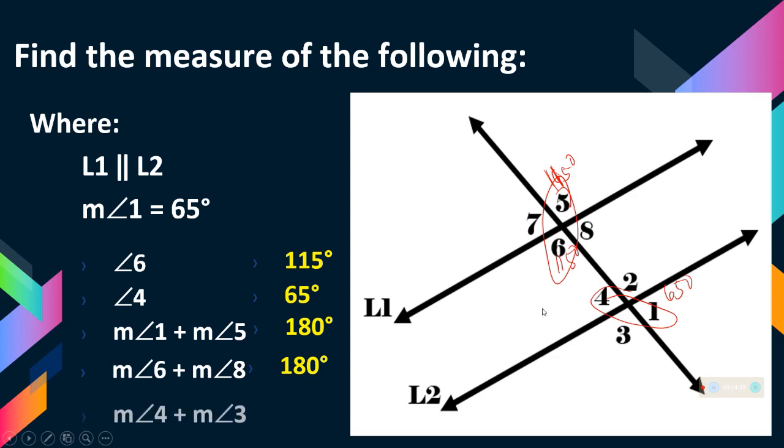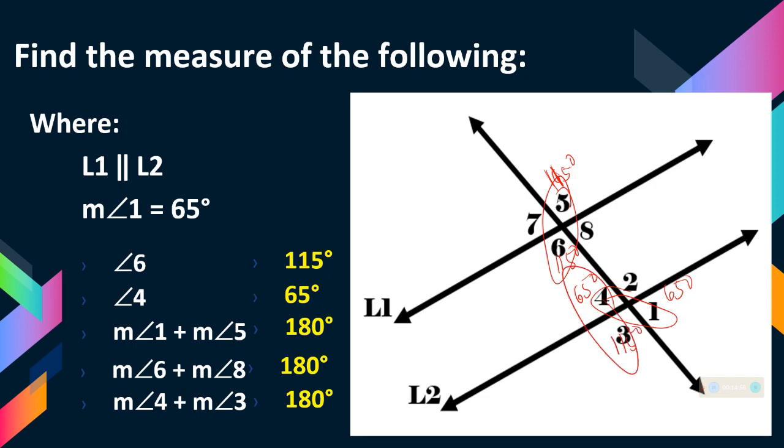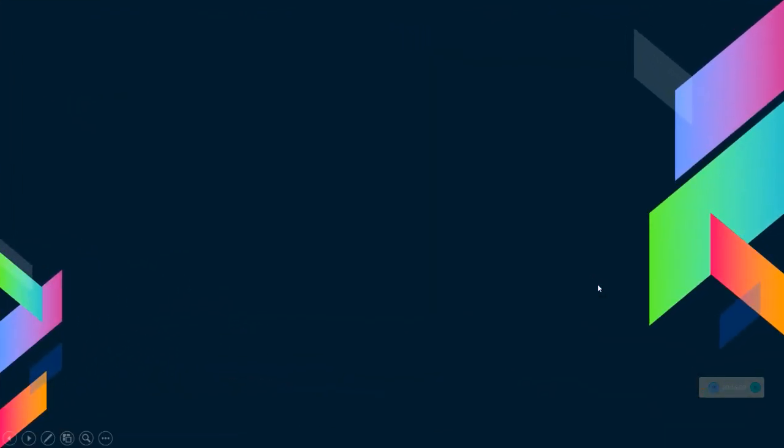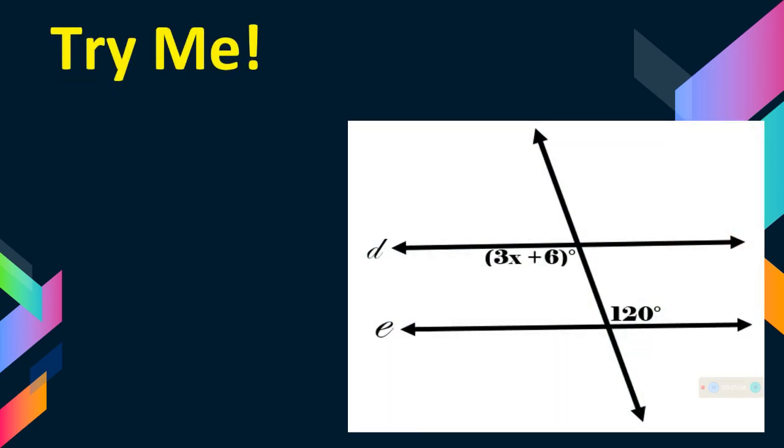How about angle 4? The measure of angle 4 plus the measure of angle 3 are also equal to 180 because they formed a linear pair. Or simply, we have here 65 degrees and 115 degrees, so just add them, and they are equal to 180. Any question? Okay, so let's try this figure.